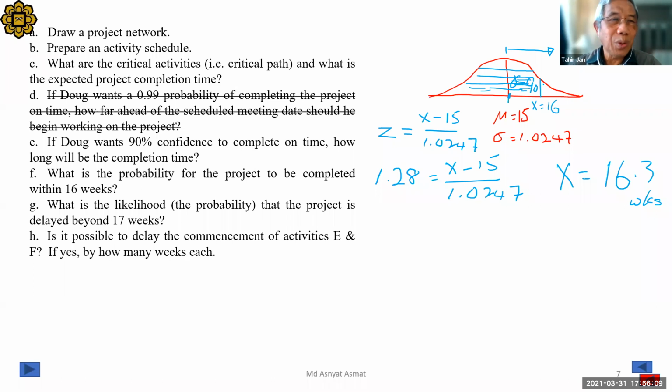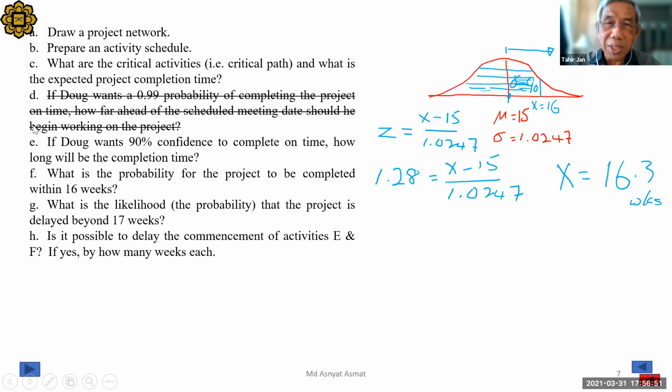Let's have one more. Maybe answer F will do. F: what is the probability for the project to be completed within 16? Oh, we already have 16 here. Can you give any number? Maybe 17. What is the probability that the project can be completed within 17 weeks? Now I modify the question, because you already have 16 here, I think it's not interesting. Okay, let's play with this.